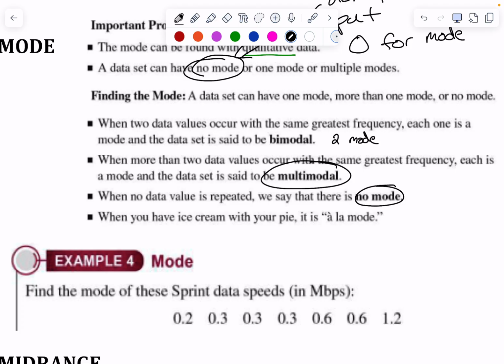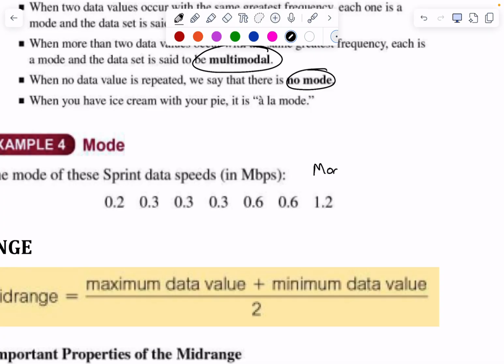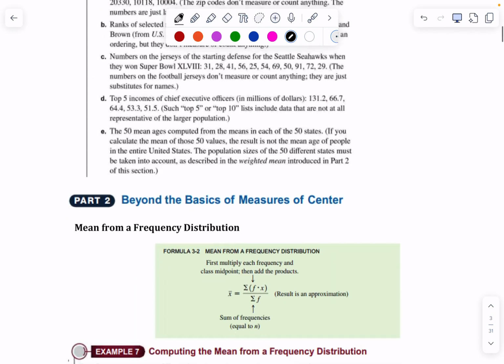Anyway: no mode, multimodal, bimodal. There you go. Find the mode. Which one is it? 0.3 is the mode. 0.6 appears twice, but 0.3 appears more, so that is the mode. Got it? Good?